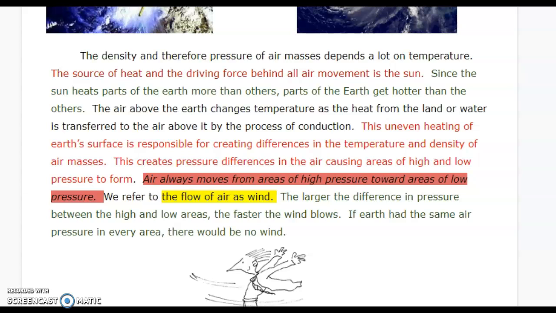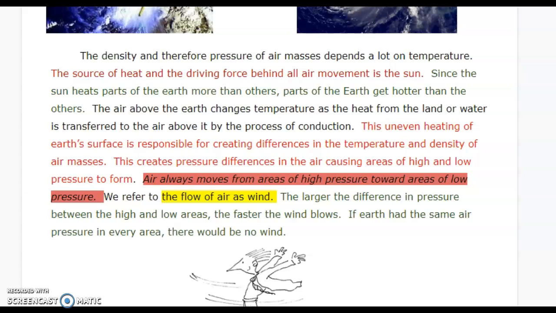Since the sun heats parts of the earth more than others, parts of the earth get hotter than others. The air above the earth changes temperature as the heat from the land or water is transferred to the air above it by the process of conduction. This uneven heating of Earth's surface is responsible for creating differences in the temperature and density of air masses. This creates pressure differences in the air, causing areas of high and low pressure to form.